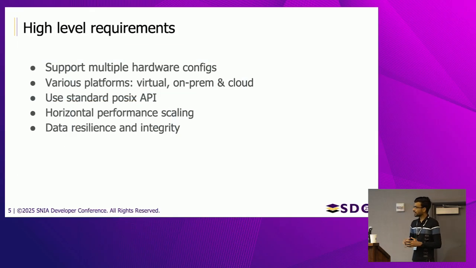What are the high-level requirements that we want from our file system? First, we want to support multiple hardware configurations. Some of our customers use third-party hardware, which is not qualified by us. So our file system and our whole stack is supposed to work across different kinds of hardware. We also support various platforms like virtual, on-prem, and cloud. We want to use standard POSIX APIs so that our application teams can develop fast.